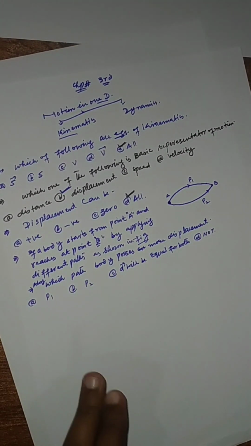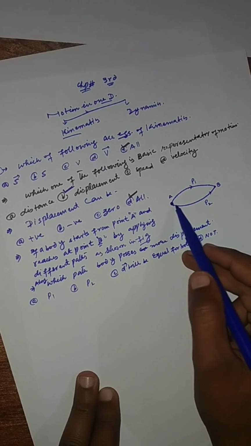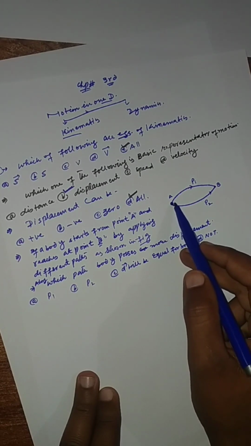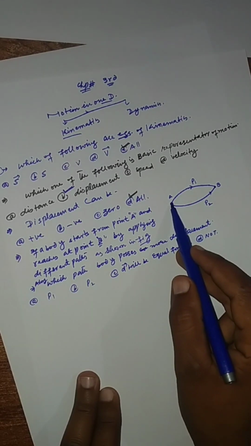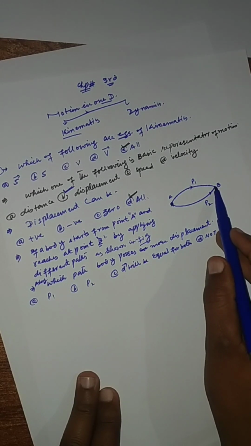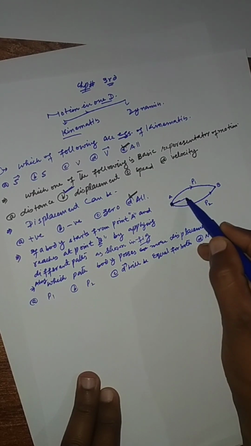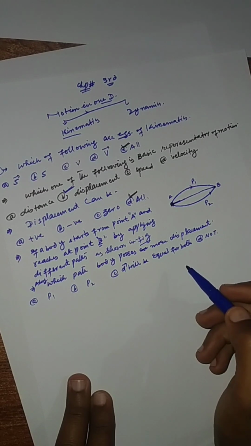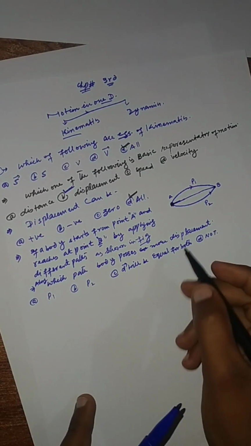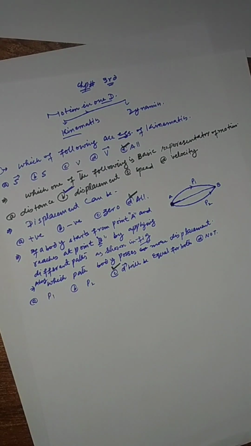So what will be the correct answer? See, both bodies start from a single point and also reach another single point. So these are co-initial and co-terminal also. That's why if we draw the displacement for both, it will be the same for both. Then displacement will be equal for both. This is the correct answer.